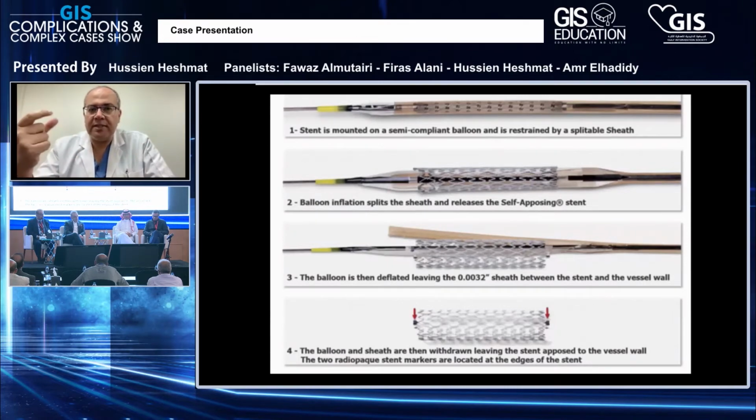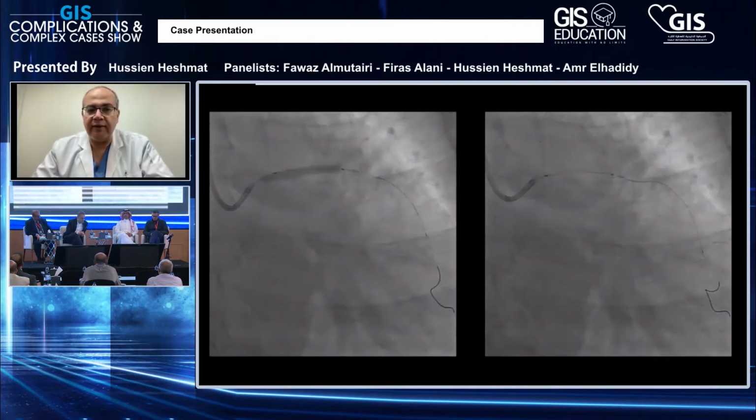The stent is mounted on a semi-compliant balloon, but it had to be restrained because it tends to self-expand. And when we inflate the balloon, we split the sheath and we release the stent, but the sheath is still attached to the balloon, so we can go out with the balloon and the sheath, and the stent remains in place. And we used to use this to deploy this stent in large vessels and in left mains, because it tends to conform with two different diameters, 3.5 and 4.5.